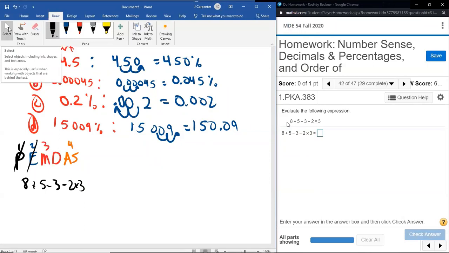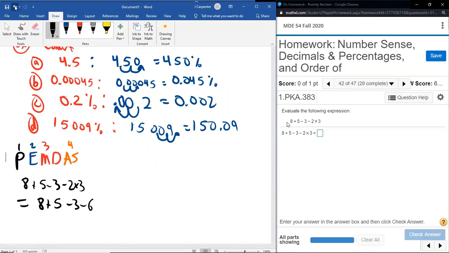So step 3 is just doing the 2 times 3 being 6. And then we'll be done with that step. And then all we're left with is the additions and subtractions from left to right. So this, so far, is 8 plus 5 minus 3 minus 6. That's the only step I've done going through step 1, step 2, and all of step 3.